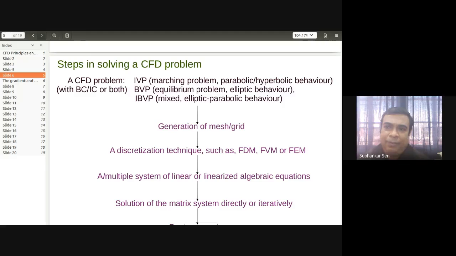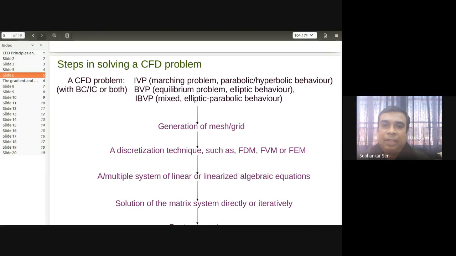So very briefly, let us just define initial value problem. These are known as the marching problems. I have another set of slides. Very quickly, I shall cover what is a marching problem, what is an equilibrium problem. By marching problem, we say that this is an initial value problem where we need an initial condition for solution of this problem. So this will be either a parabolic type partial differential equation or a hyperbolic type of partial differential equation.